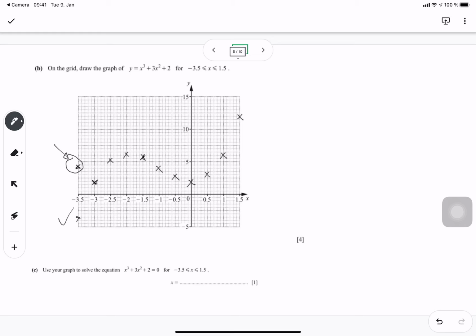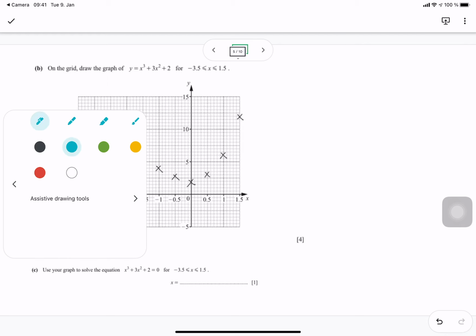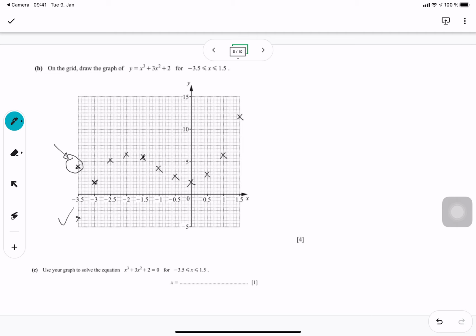And to draw the graph, this is a cubic. I'm going to do my best to connect. I'm going to use a different color here. I just connect all the points with a smooth curve. Okay, so that's part B done.